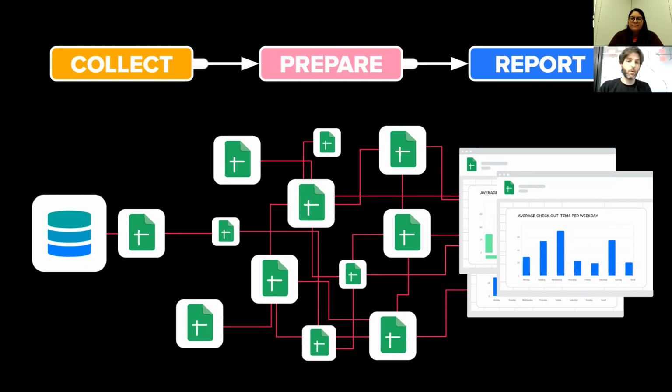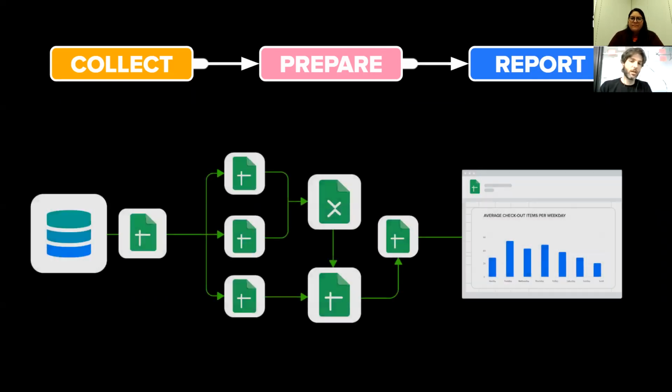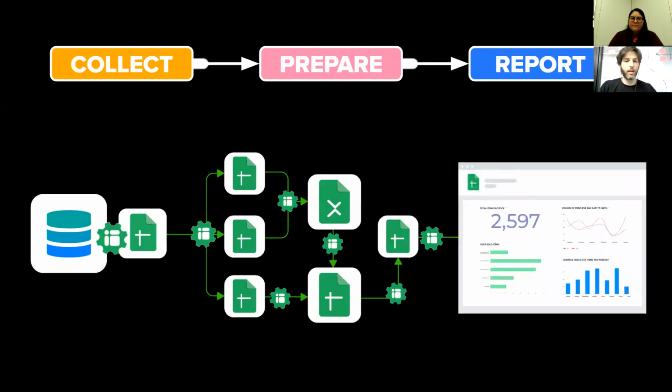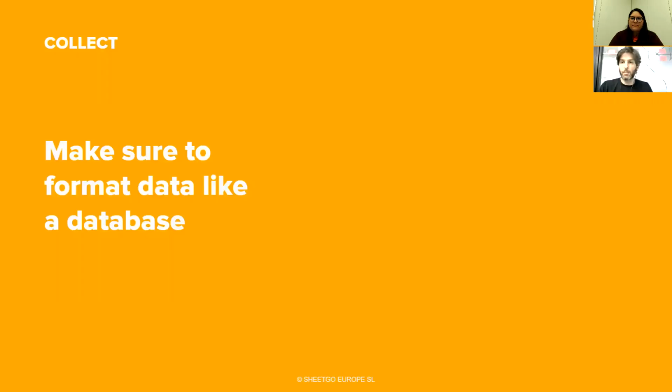So Sheetgo, what we did initially, we wanted to eliminate this manual step, and so we gave you the ability to connect data. And then we've improved that to become a way to automate transfer and create workflows based on that data. So I'm going to show you a few tips using G Suite to work through these 3 steps.